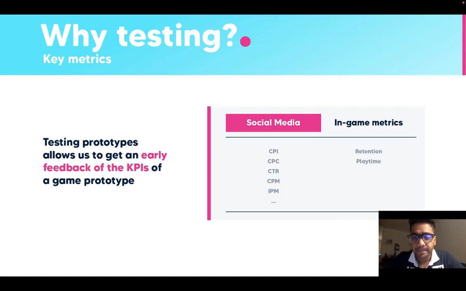network's waterfall. The last key metric we are looking at is the IPM, or installs per mille, which is basically the number of installs per thousand impressions. It's another metric telling you about the efficiency of your ad in terms of installs generated by an ad against every thousand impressions.